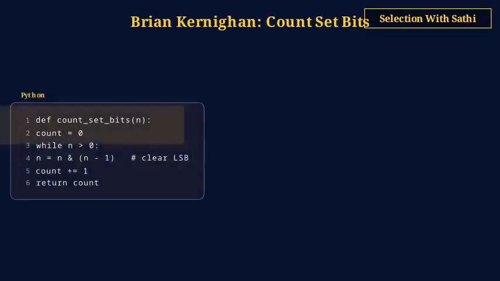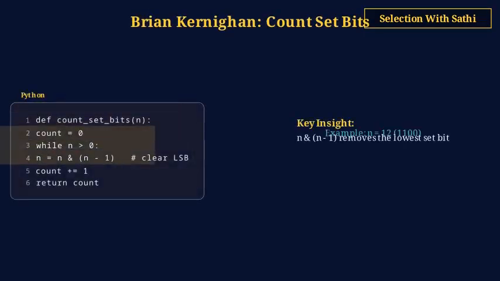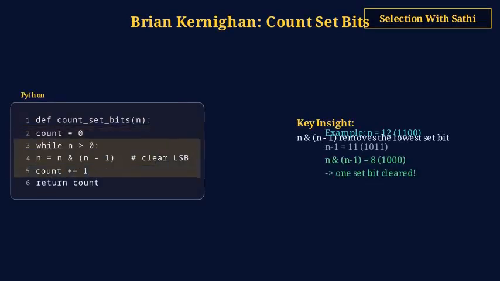2's complement is how computers represent negative numbers. Look at the code. Plus 5 in 8 bits is 0000 0101. To get -5, first flip all bits to get 1111 1010. Then add 1 to get 1111 1011. That is -5 in 2's complement. The formula is -x equals complement of x plus 1.